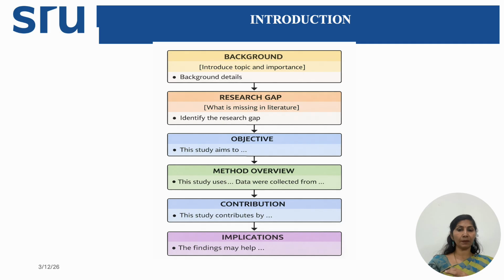Next is the introduction part. In the introduction, you have to say about the background, in the sense it should be of a global view. Then the research gap, what the previous researchers missed out, that is the research gap. And then the objective of your paper, the methodology used, how your paper will contribute to society, and the implication also you have to say. This is how you have to write your introduction and the abstract, title choosing and keywords.